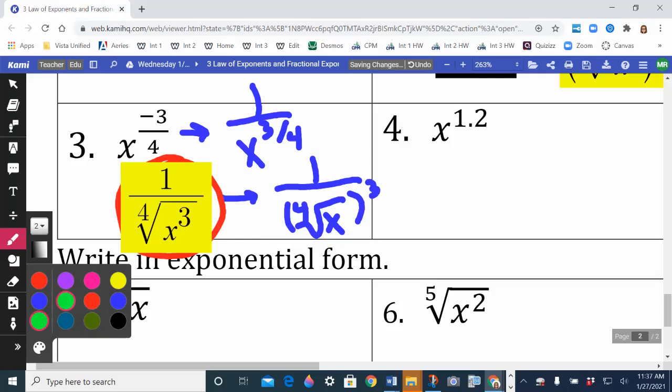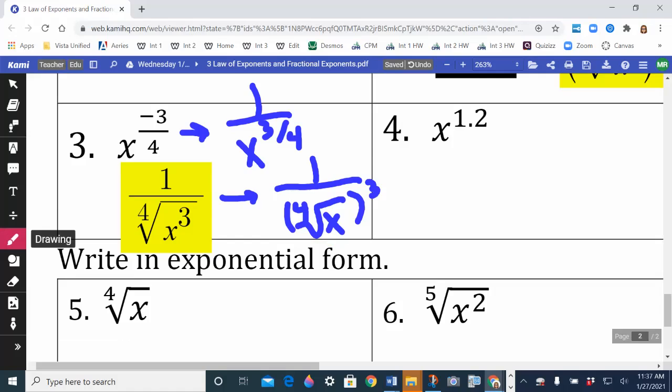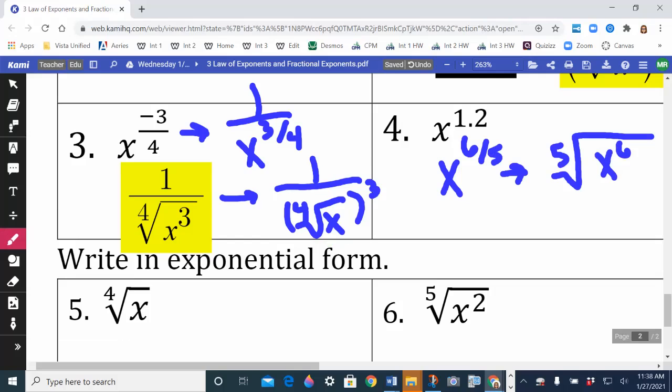So on this one, 1.2, I'm going to change that to a fraction. This is actually 6/5. So what does that mean? I am going to take the 5th root of x to the 6th. That's how I personally would write it if they're just asking me to write it. Or you could be taking the 5th root of x first and then raising that to the power 6. That is the same.